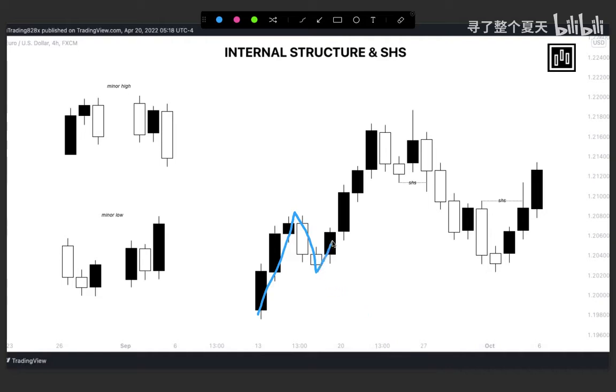And then we have price pushing to the upside. What's happening?